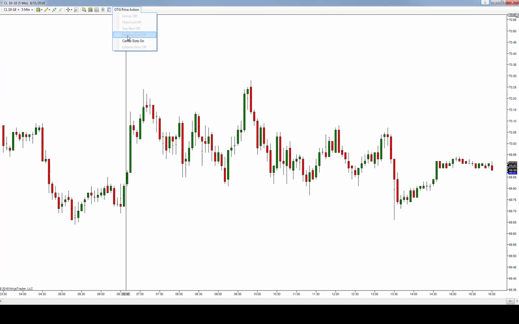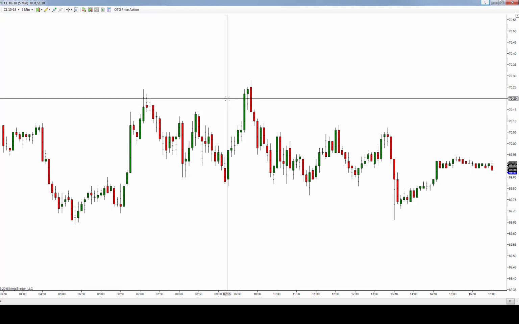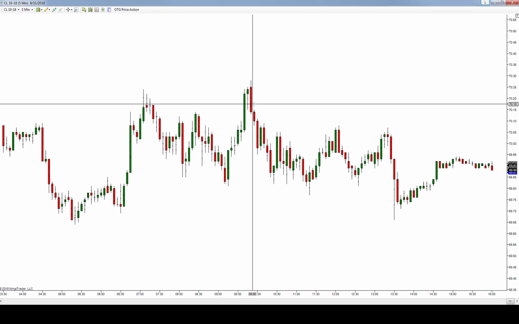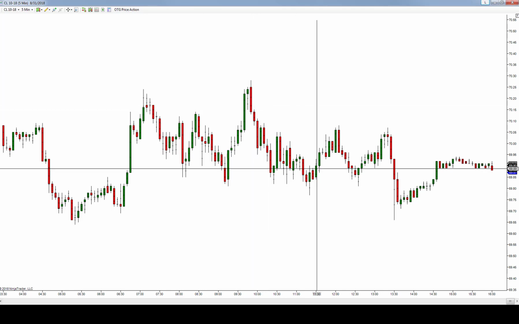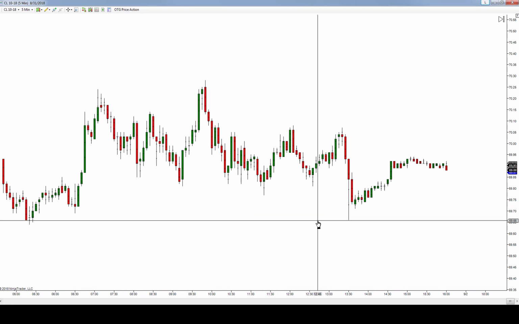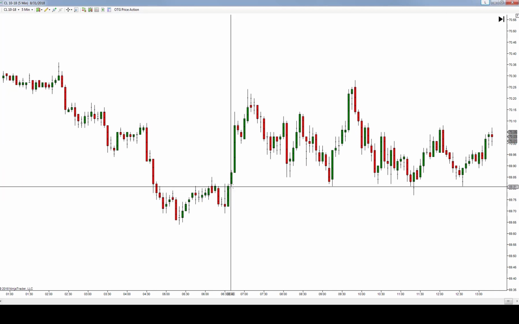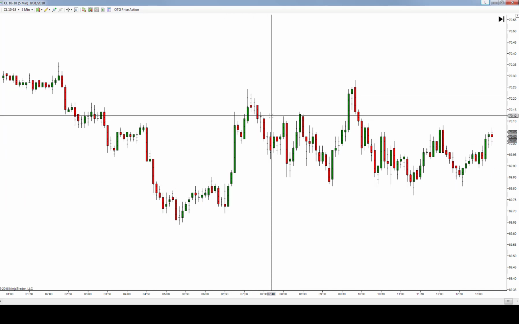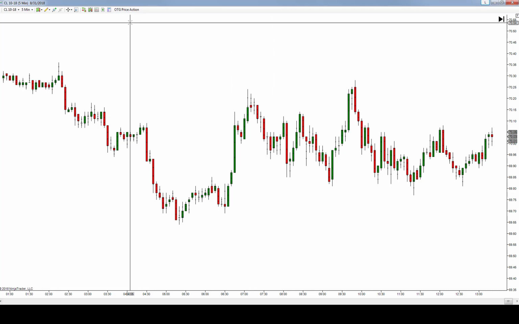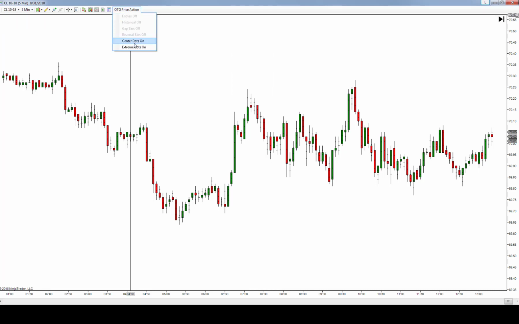And then when you turn on the extreme dots, which is the top third and the bottom third of the bar, when you get a bar that closes underneath the bottom third, you tend to have a push to the downside. And when a bar closes above the top third, then you tend to have a rally. So these are just good reference points so that you can see where the top third, bottom third, or the 50% mark is on a particular price bar.